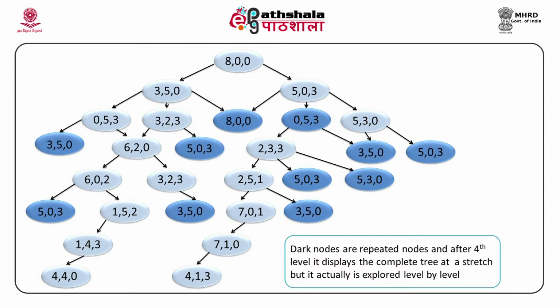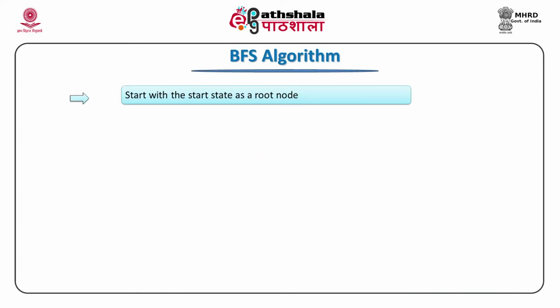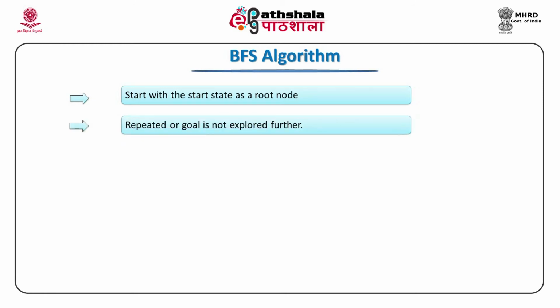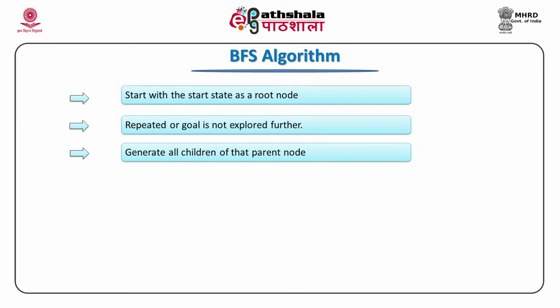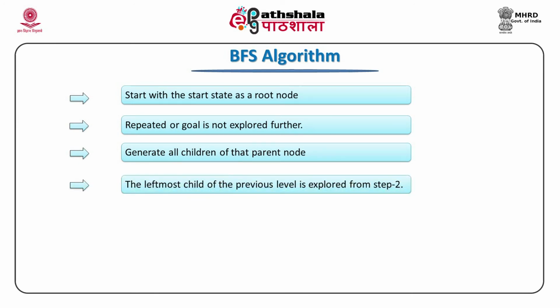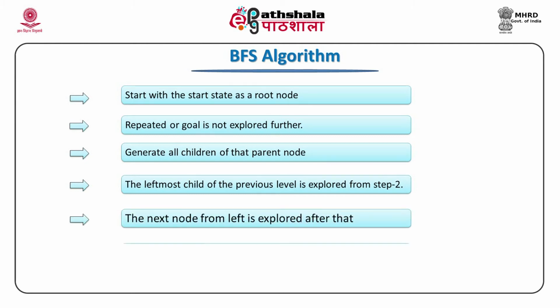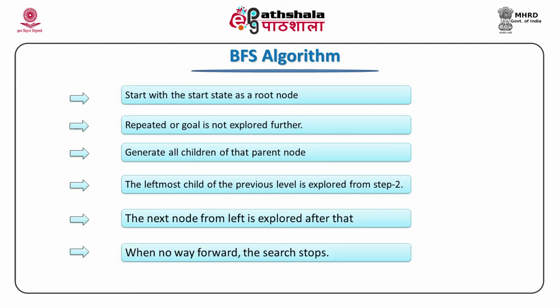Okay, let us try to understand the algorithm now. It starts with the start state as a root node. A repeated node or the goal is not explored further. Generate all children of the parent node, and once that is done, begin with the leftmost child, explore all children of that, and so on. It stops when there is no path ahead.